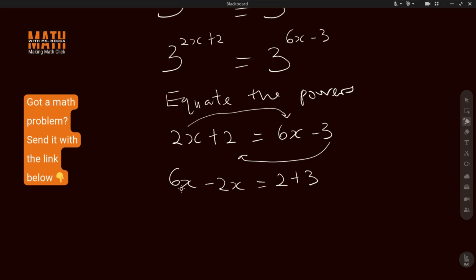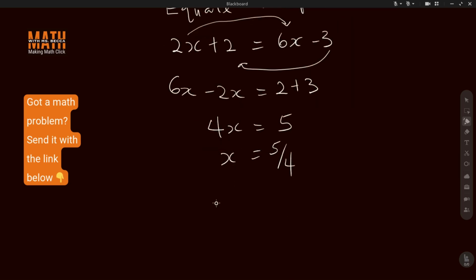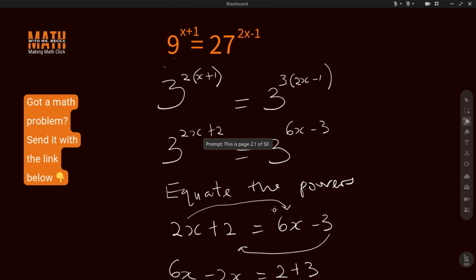So now we have 6x minus 2x, that will be 4x equals 5. That means x will be equal to 5 over 4. And then we can leave this in mixed fraction so that x will be equal to 1 1/4. So this is the answer to this question.